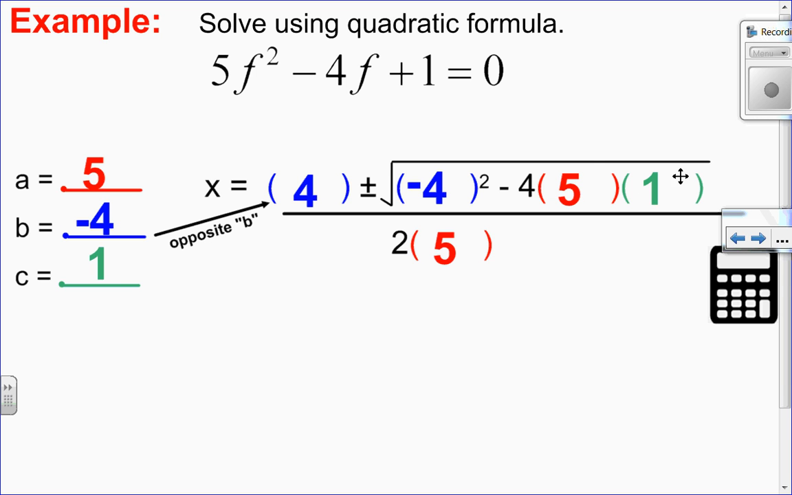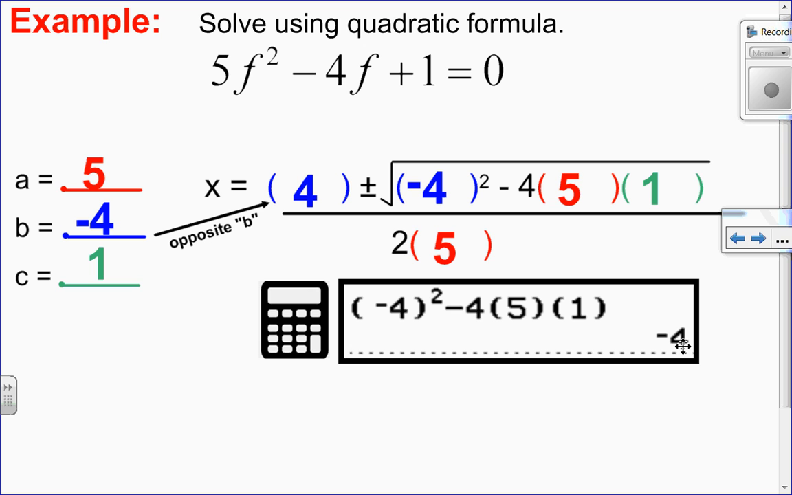So again, just like before, I'm going to simplify what is under my root without taking the root. So I plug it in exactly as it looks, and I get -4. So let me just write this down so we can see it a little bit better all together. So this is 4 plus or minus the root of -4 all over 10.